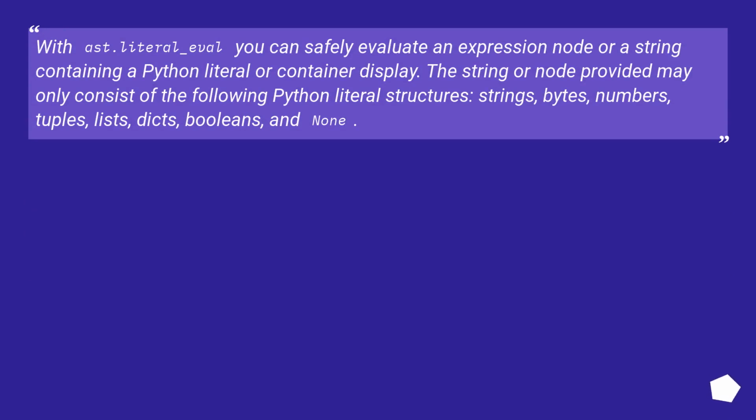With ast.literal_eval you can safely evaluate an expression node or a string containing a Python literal or container display. The string or node provided may only consist of the following Python literal structures: strings, bytes, numbers, tuples, lists, dicts, booleans, and none.